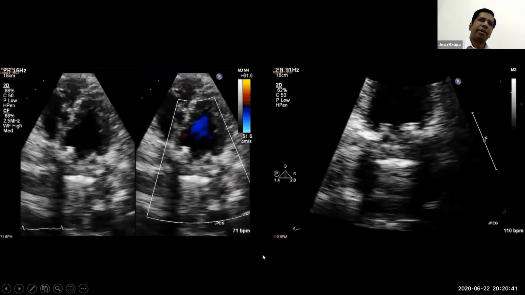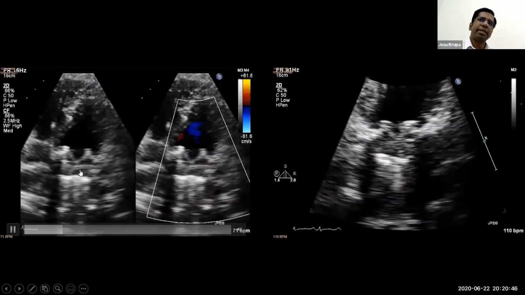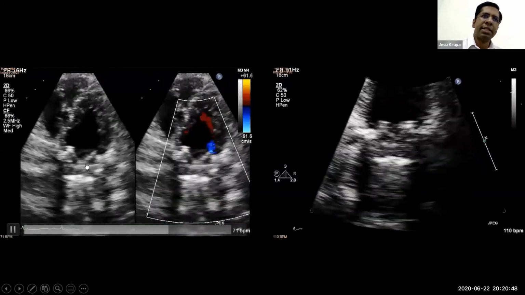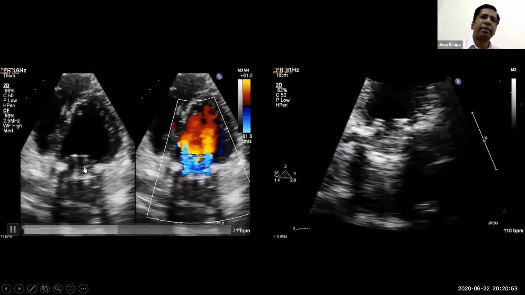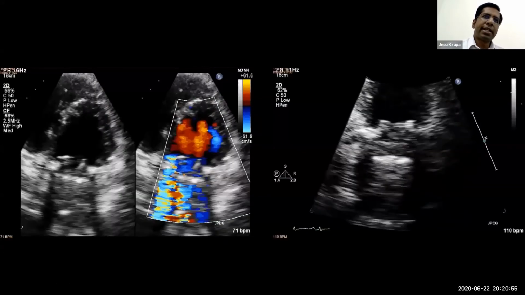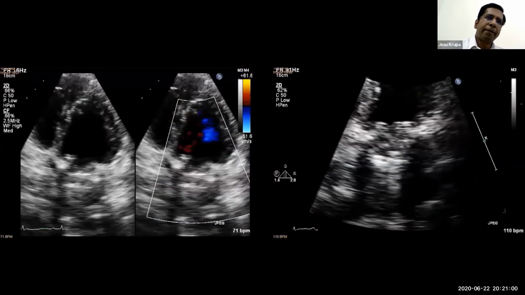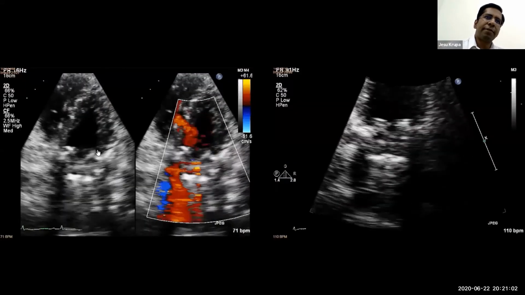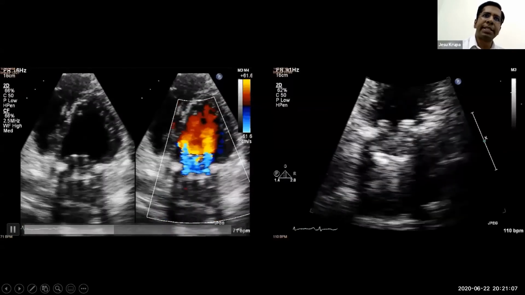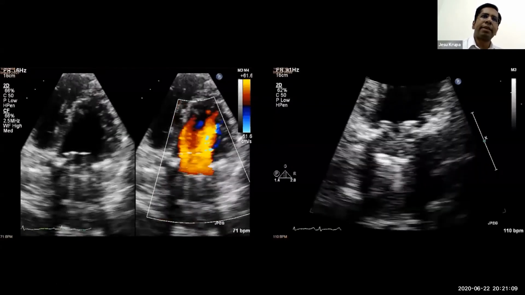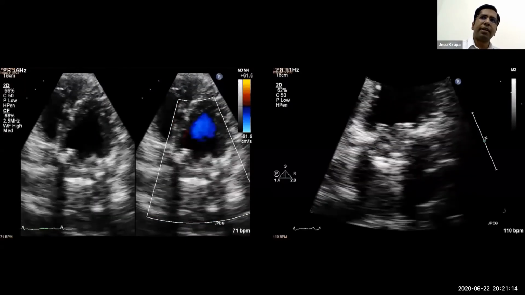So not only Doppler, not only color, even looking at the valve in 2D is extremely important. And much of this information you can easily get from a routine transthoracic echo itself. And especially for those who have bileaflet valves, this is a view that I would say is possible in maybe 8 out of 10 patients. So it is something definitely worth trying to get, to try to see both the leaflets.